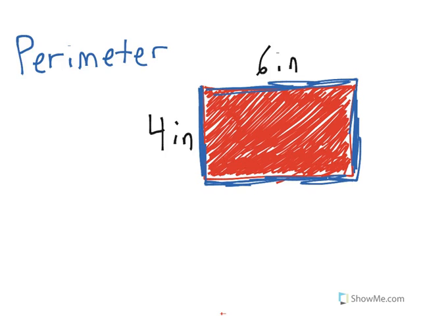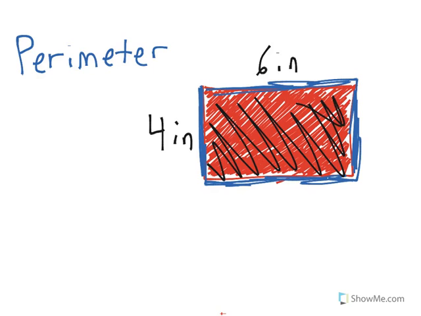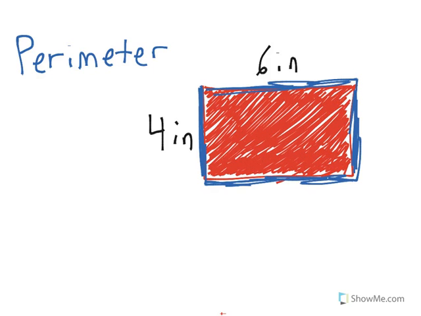The perimeter of any shape is just the outside edge of that shape. And so the blue represents the outside edge of our shape. Notice I did not color in the inside of my shape, did I? No. We did not trace the inside. We traced just the outside of our rectangle. And so that is the perimeter of our rectangle.